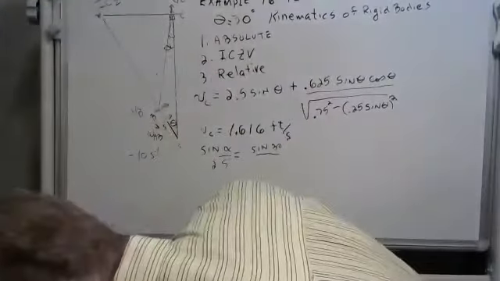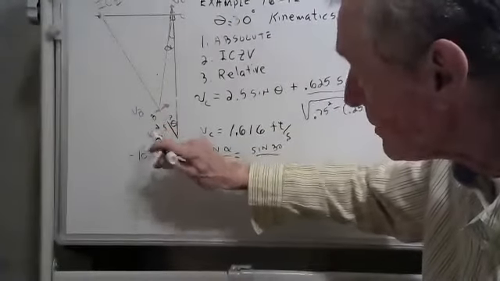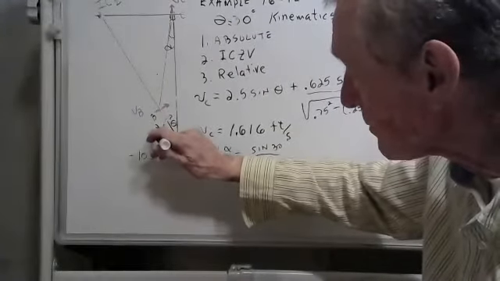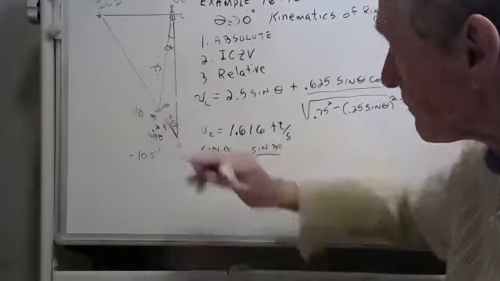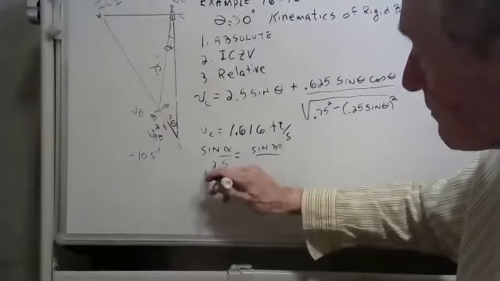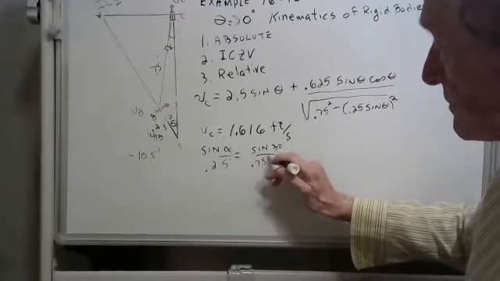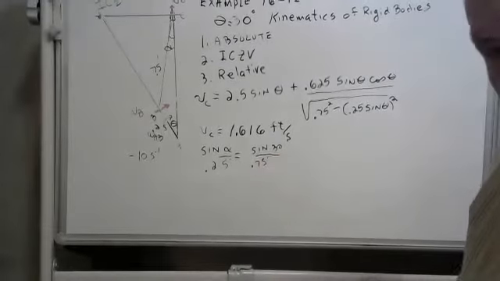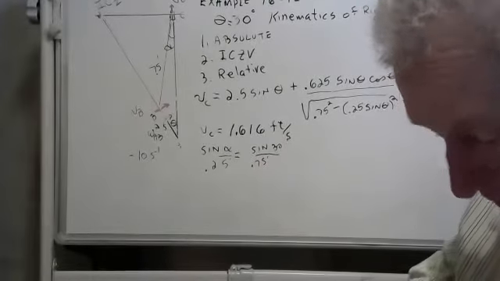I'm getting mixed up here. Let me look. No, this is 0.25 feet. That's wrong. You guys, somebody tell me when I do something wrong. It's 0.25. This is 0.75 feet. So this is 0.25 feet. This is 0.75 feet. And you can get the angle up there in the corner.